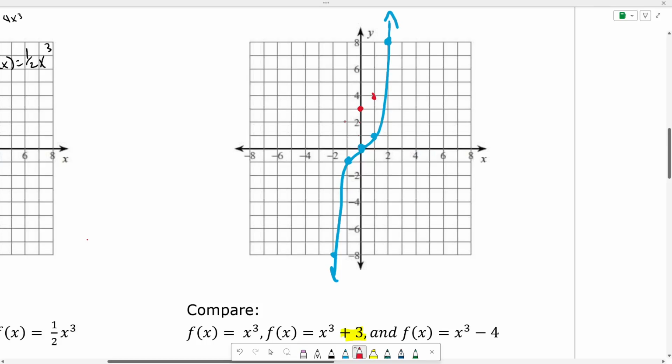Okay, so we're moving everything up 3, then we're going to move this one up 1, 2, 3 as well. This one up 1, 2, 3. So it's going to look like this right here. It's going to look exactly like the parent function, just shifted up 3 units.